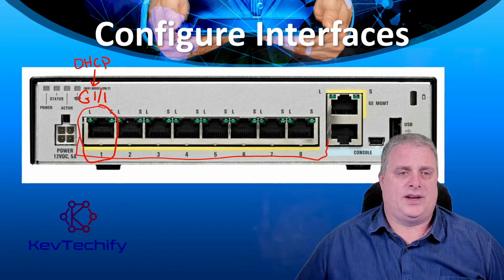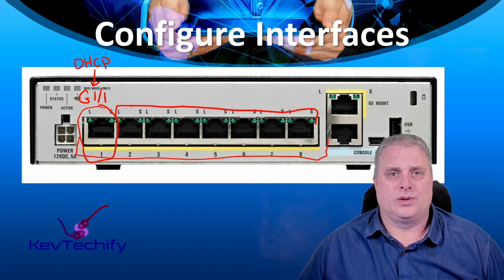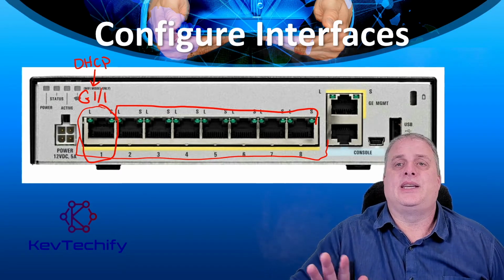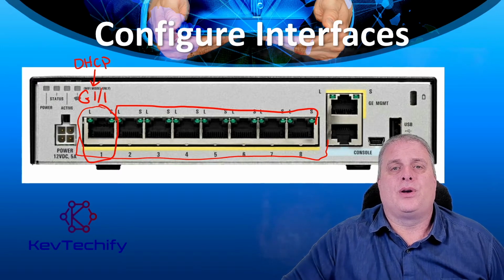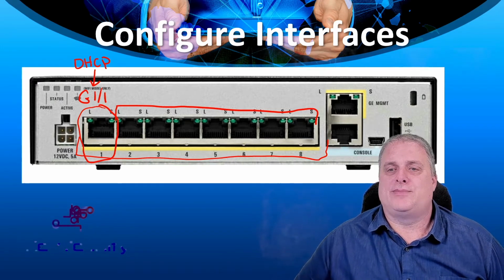The remaining interfaces, so 2 through 8, so gig 1/2 to gig 1/8, they can be assigned to inside networks or DMZs. In addition, a gigabit Ethernet port is dedicated to in-band management. It's designated as management 1.